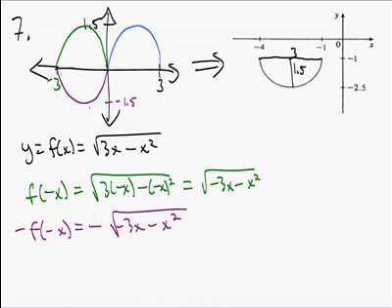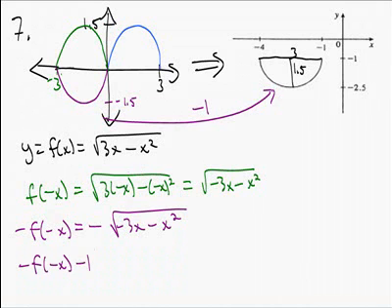Finally, to get from this purple graph here to this graph that we're looking for, we have to subtract 1 from f of x, or from this original function here, or from this purple function, I should say. So we're going to take the negative of f of negative x and subtract 1. Remember that minus 1 will be a vertical shift down. So that would be the negative square root of the negative 3x minus x squared function, and then minus 1.